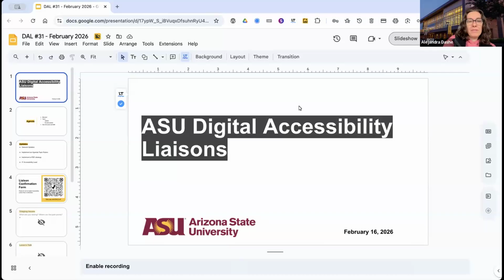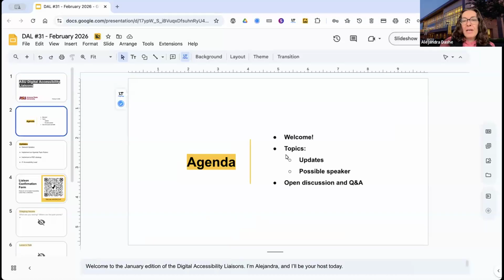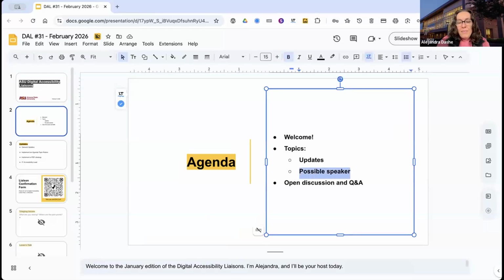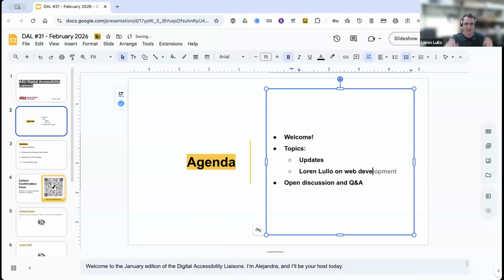All right, so today I put in possible speaker, Lauren. I'm very sorry, I wasn't sure if you were coming, but I will write you in. And your talk will be on web development, right? Okay. Web content accessibility guidelines.